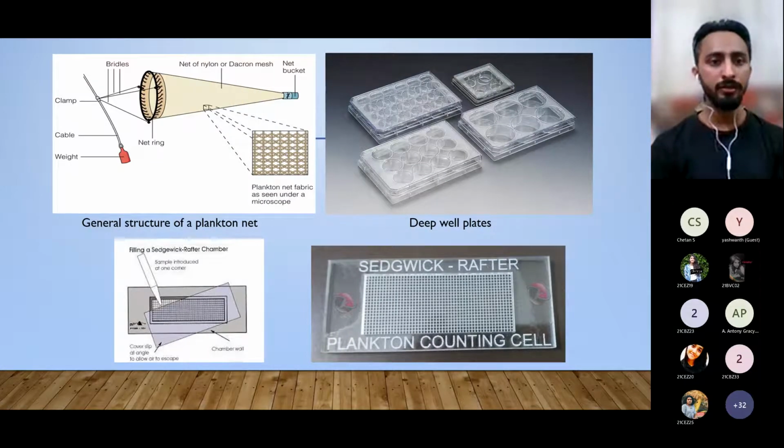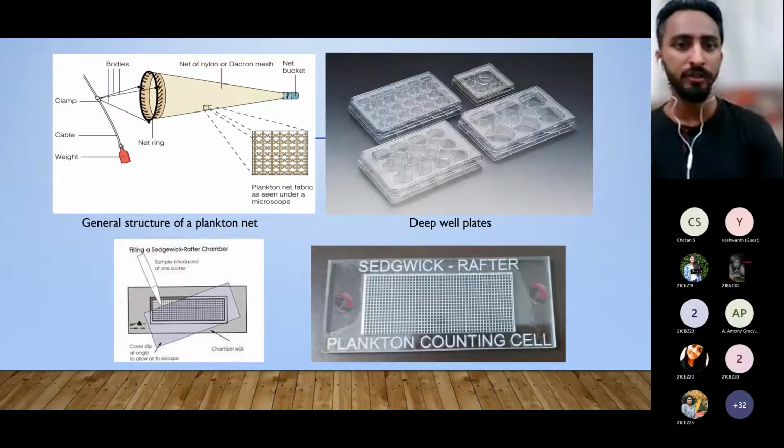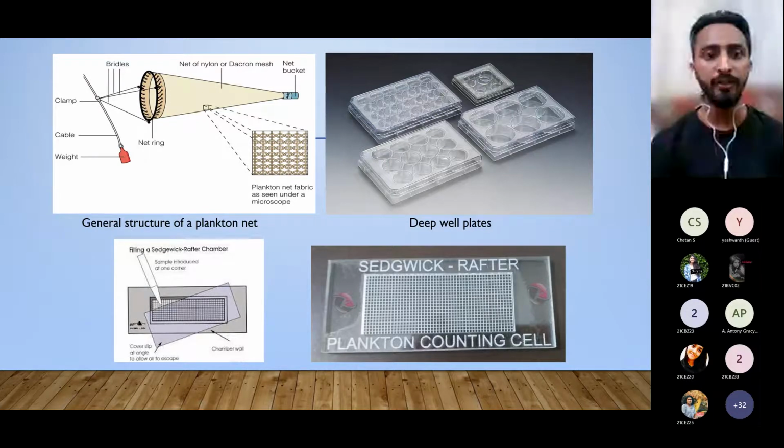Here you can see a picture of the general structure of a plankton net. The net is very conical in shape. At the end of the net, you have the net bucket, which is the plankton collecting tube, where the filtered plankton are collected. The net is mostly made of nylon or dacron mesh, and the mesh size generally ranges from 20 micron to 50 micron. Then the net is attached with a net ring for holding to a cable wire with the help of bridles, and this cable wire is attached to a boat for dragging or towing at different depths.